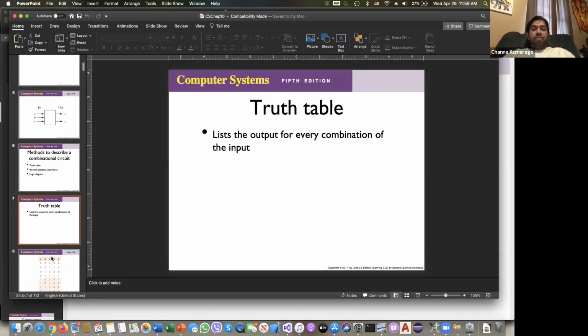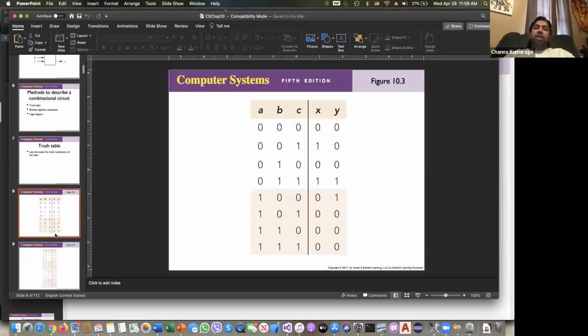So in a truth table, if you remember the truth table, if you have two inputs, you can easily decide what the outputs are.